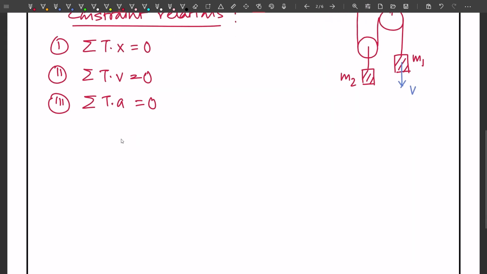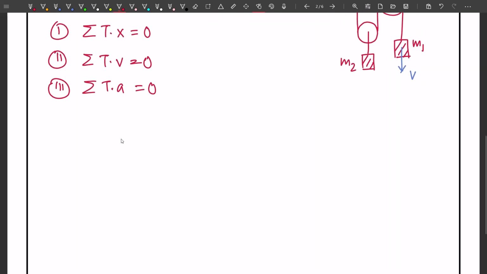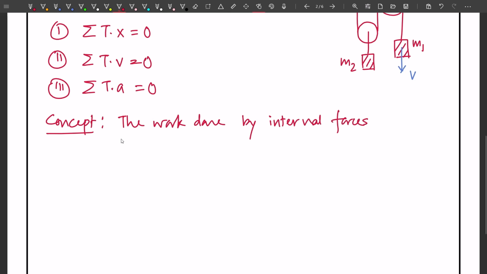So the main concept behind the first relation is based on the fact that the work done by internal forces in a rigid system is 0.